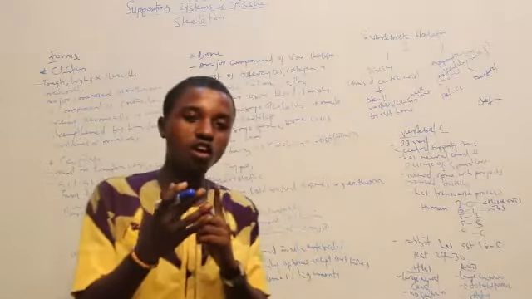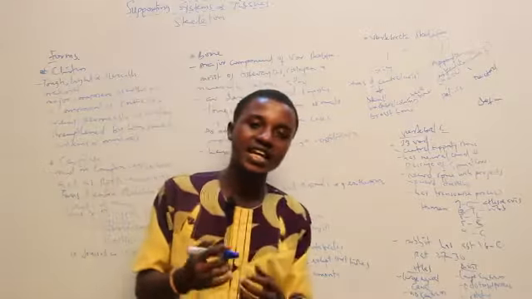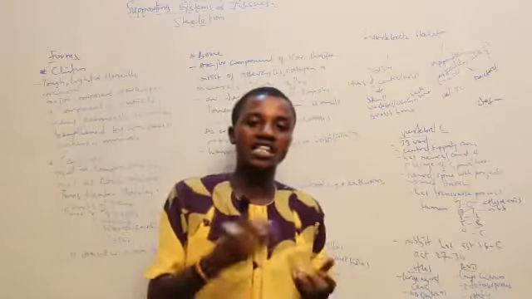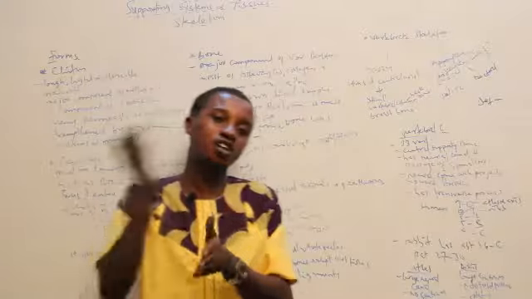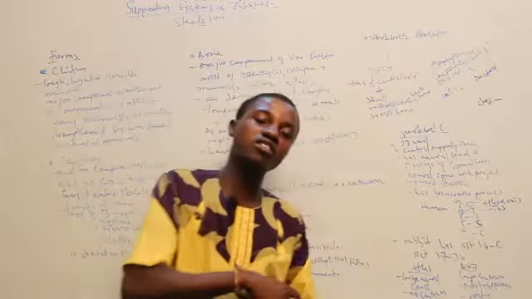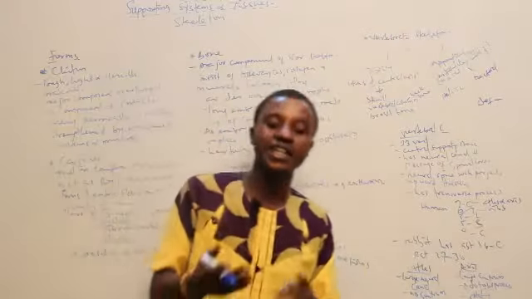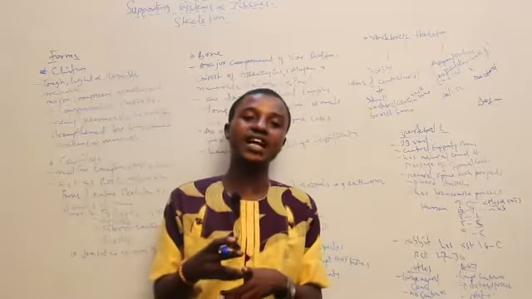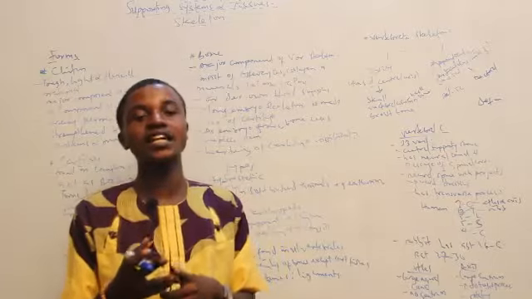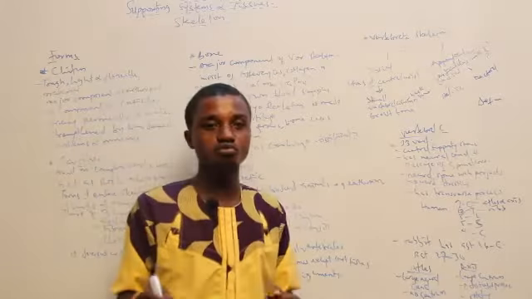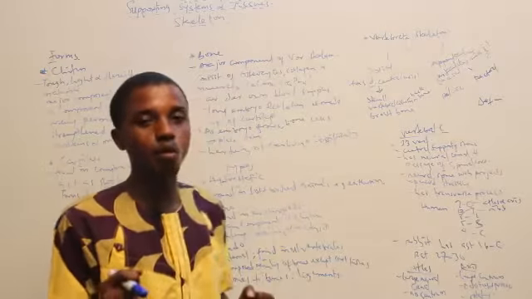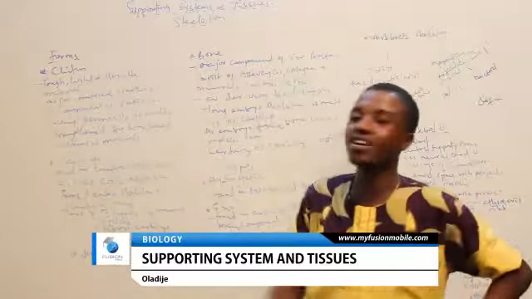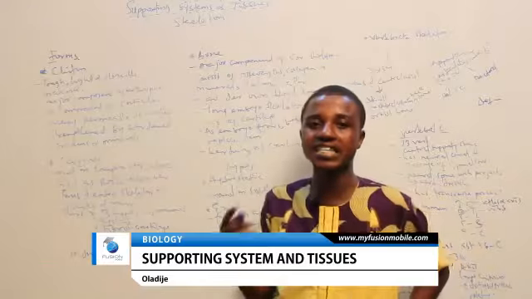We have the chitin, C-H-I-T-I-N. In some other literature texts, it is called cuticle. As a matter of fact, chitin makes up the cuticle. The major component of the cuticle is chitin. So we have the chitin, the cartilage, and lastly, we have bones, B-O-N-E-S. Basically, we're going to be looking at chitin first. What is chitin?